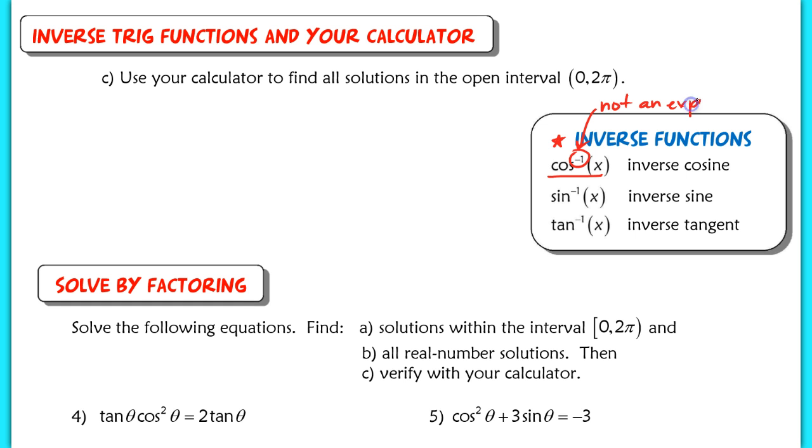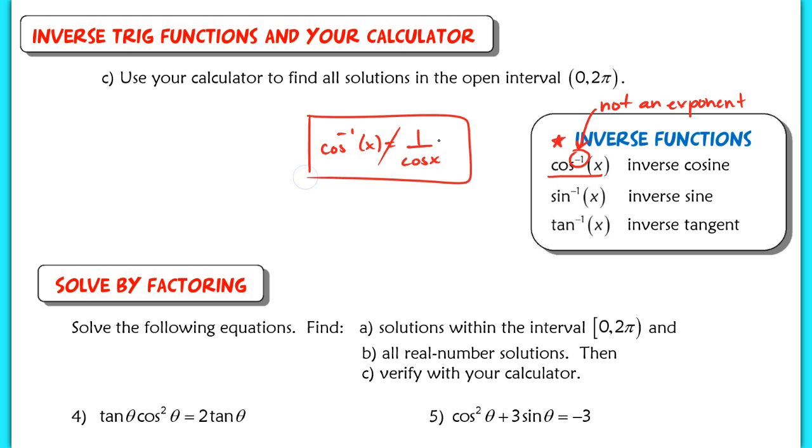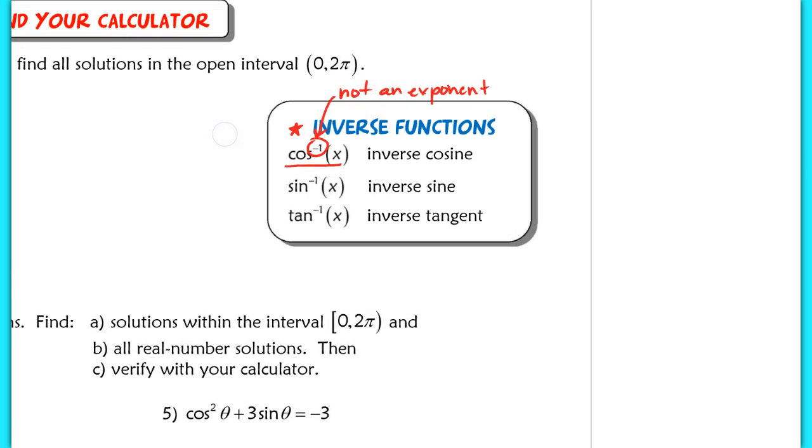A lot of times students will confuse this and think, inverse of cosine, that just means 1 over cosine of x. That is not true. Remember, 1 over cosine of x is the secant of x. That's a reciprocal function and not the inverse of cosine. So inverse cosine is an entirely different type of function. It actually has its own domain and range as well, and we'll talk about that in the next section.